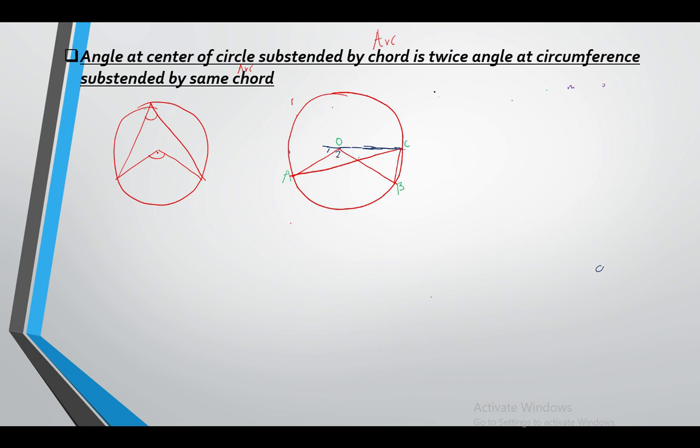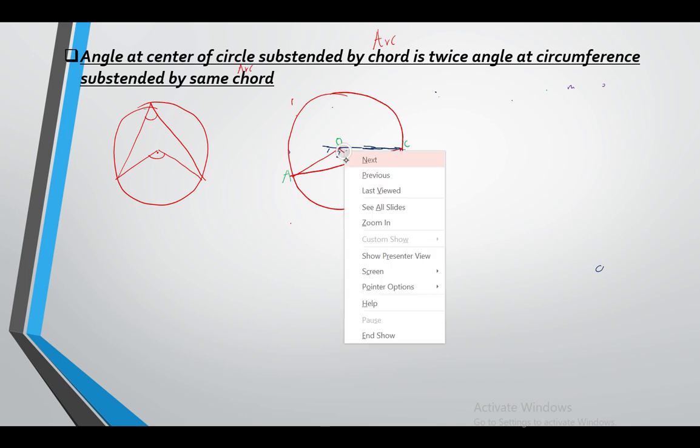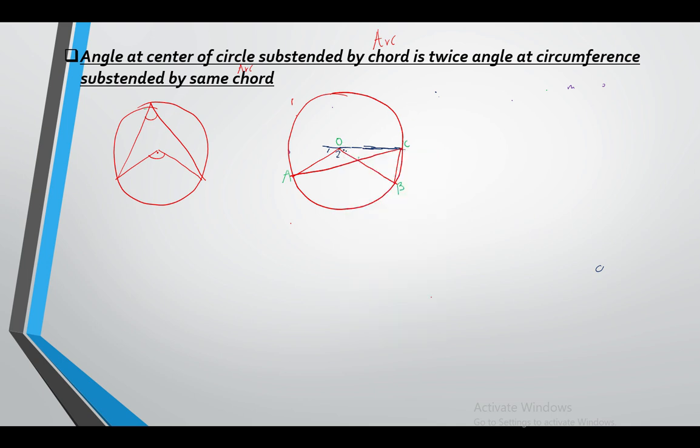I wanted to say this other side, this angle is 3. I'm facing difficulty writing 3. Just know over here we have a fat angle, an ugly 3. So now we are required to prove that the angle at the center, in this case O2, is twice the angle at the circumference, which is C. So how can we do that?